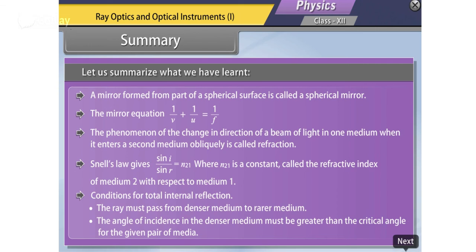Conditions for total internal reflection. The ray must pass from a denser medium to a rarer medium. The angle of incidence in the denser medium must be greater than the critical angle for a given pair of media.